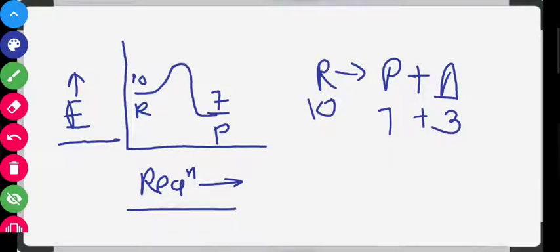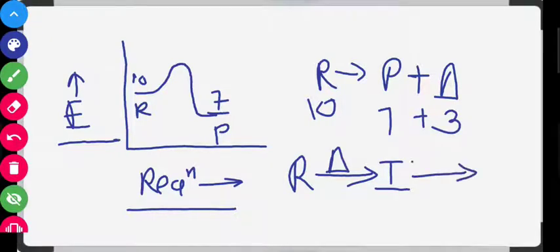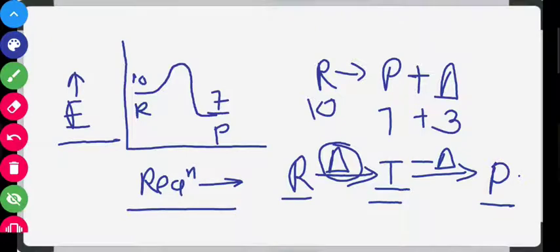That means our actual reaction is something like this. Reactant absorbs some energy and it changes into some intermediate compound, and then the intermediate compound loses energy and converts into product. Okay, so reactant to intermediate to product. First we have to add some energy, then it will release energy and convert itself into product.